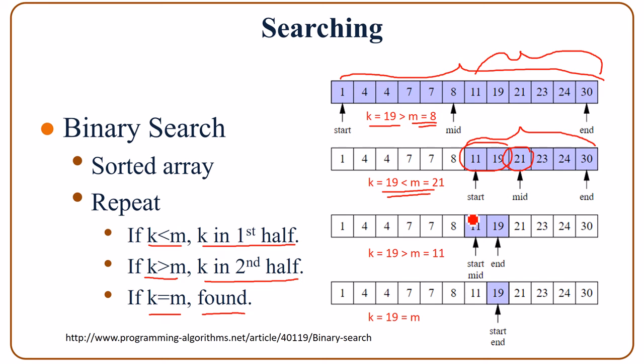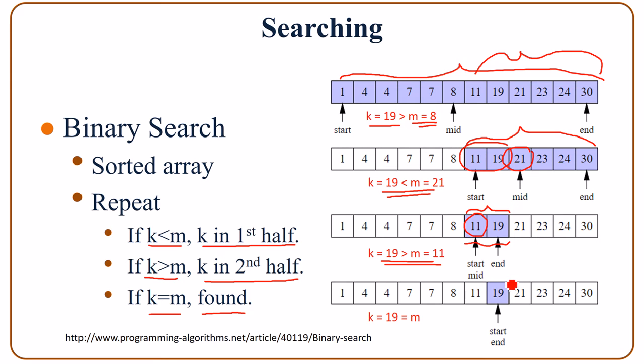In the next iteration, the mid value now is 11. K is greater than 11. So k is in the second half of this array.